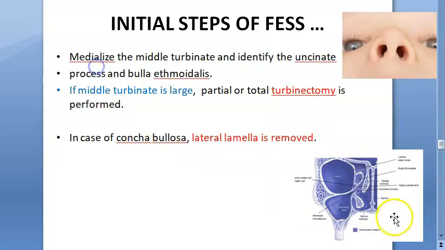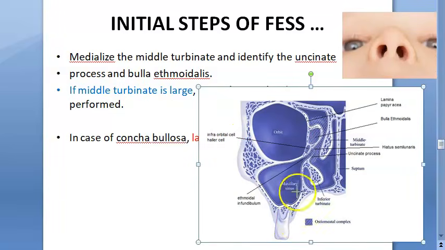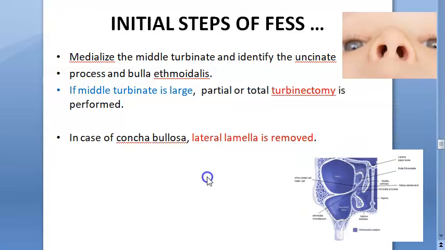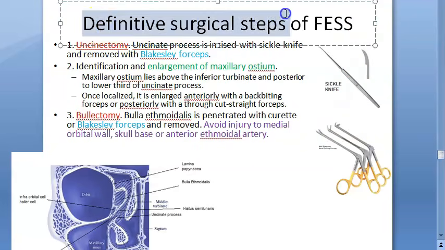Then you will medialize the middle turbinate to identify the uncinate process and bulla ethmoidalis. So this middle turbinate, you will medialize it so that you can see the uncinate process and the bulla ethmoidalis. Okay. Then in case there is a concha bullosa, that is in the middle turbinate, in case there is pneumatization, then you will have to remove the lateral lamella. Okay. So all these are initial steps. Now you can see whatever you want to see. You have opened up your place. Now you will do definitive steps, surgical steps of FESS.